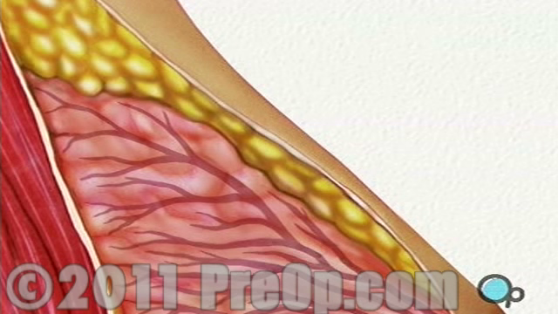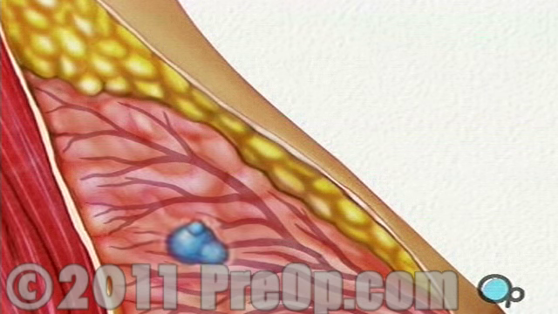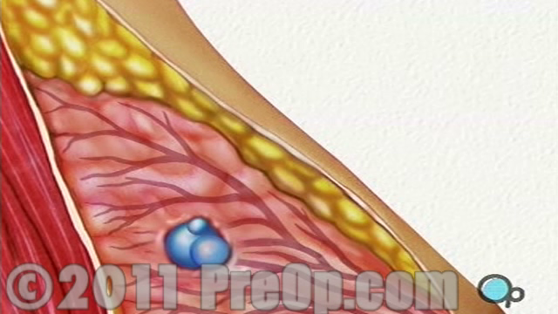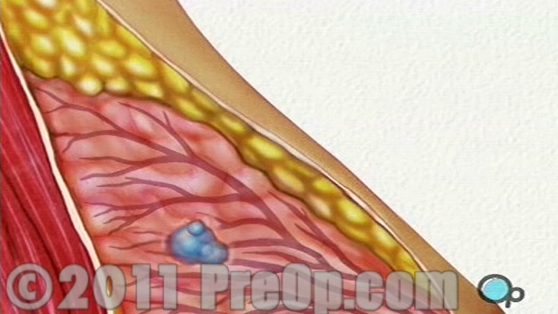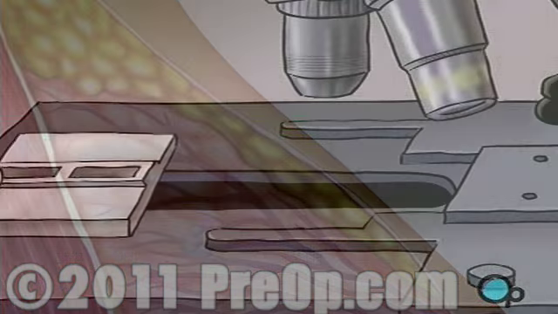There are a number of methods of performing breast biopsy. The choice between them is generally made according to the location and size of the lump. In this video, we will focus only on simple excision biopsy, which is the attempt to surgically remove the entire lump for laboratory analysis.